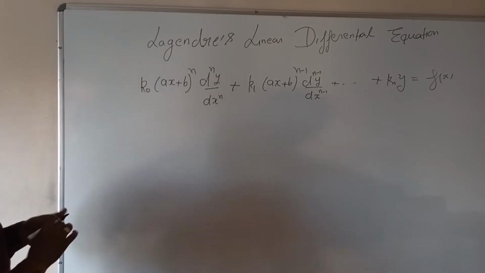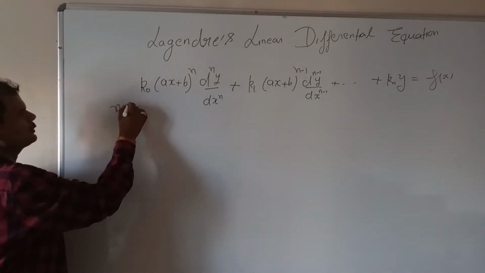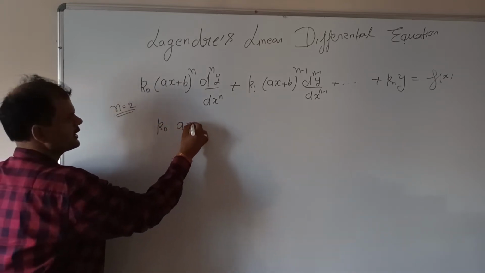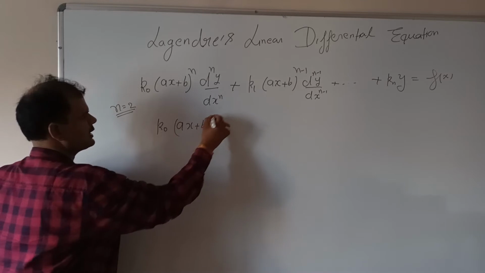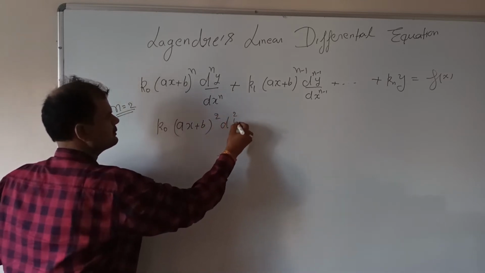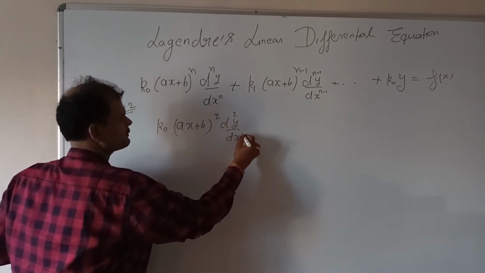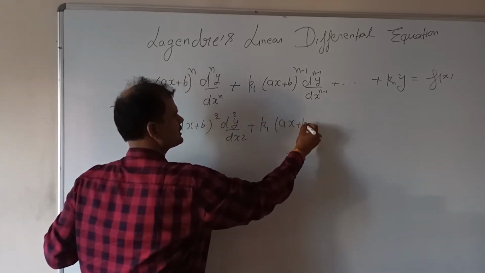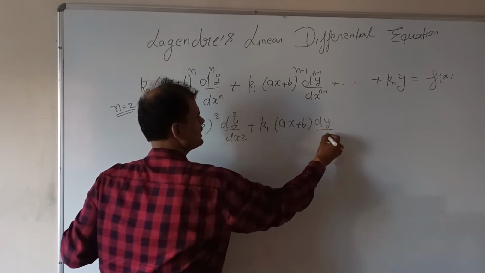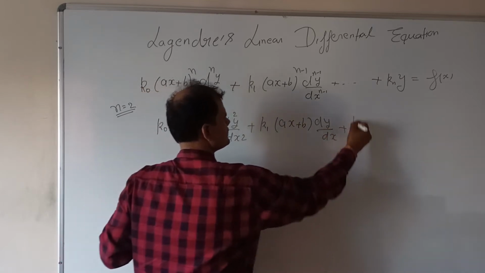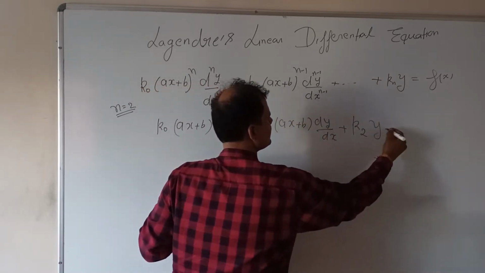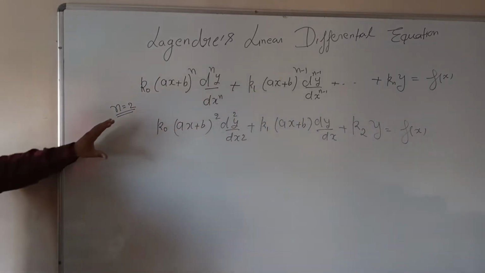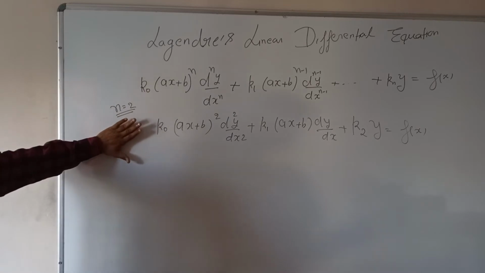Fine. If n equal to 2, we get the second order equation: k0 (ax plus b) square d2y by dx square plus k1 (ax plus b) dy by dx plus k2 y equal to f of x. So this is the second order Legendre linear differential equation.